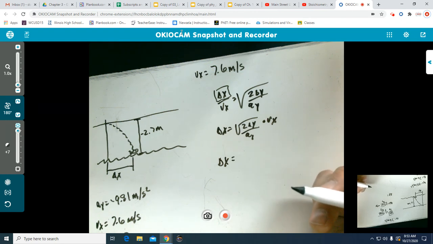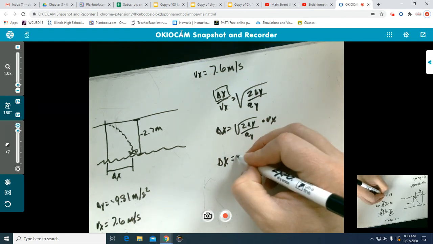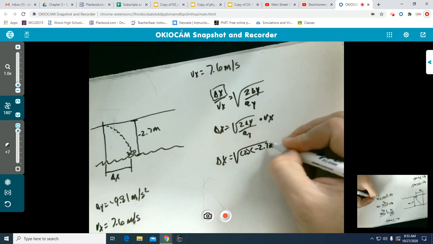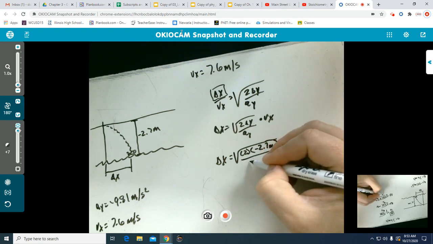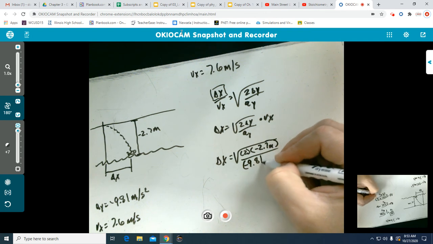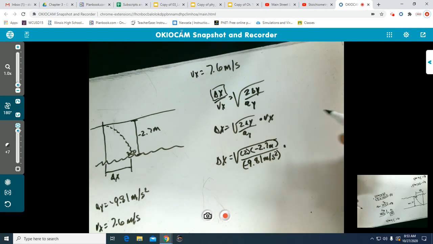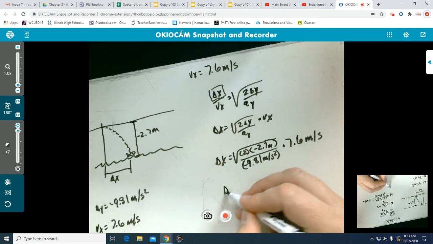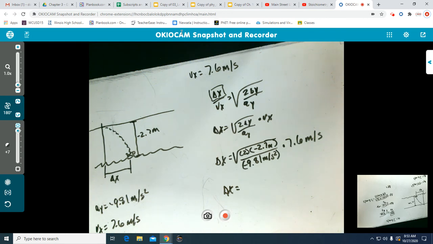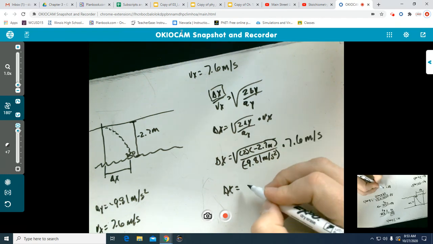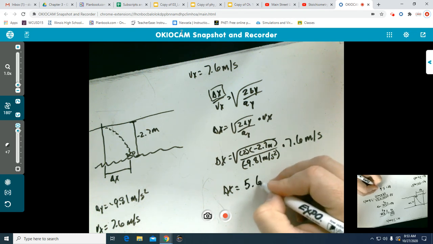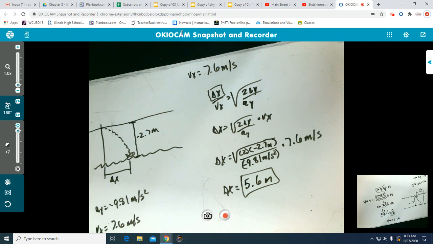So I can simply plug in our values here. So the square root of 2 times our negative 2.7 meters divided by negative 9.81 meters per second squared, multiplied by Vx, which is 7.6 meters per second. Again, if you want to pause the video and work it out on your own, you may do so. But I'm going to go ahead and solve this. It should be 5.6 meters.